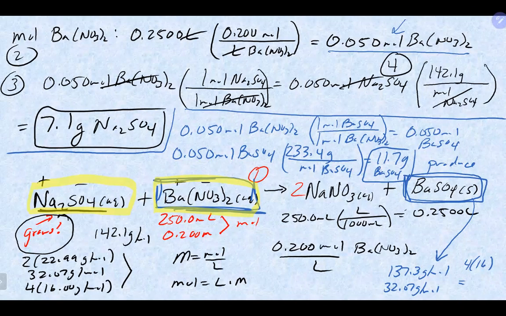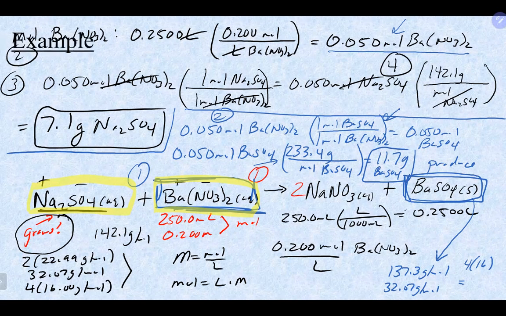So this kind of had 2 problems wrapped up into one, but they all are still really the same 4 steps, even the second part. Equation, convert to moles, mole to mole relationship, and convert those moles to something else. So it's really the same 4 steps. Any questions on that there?